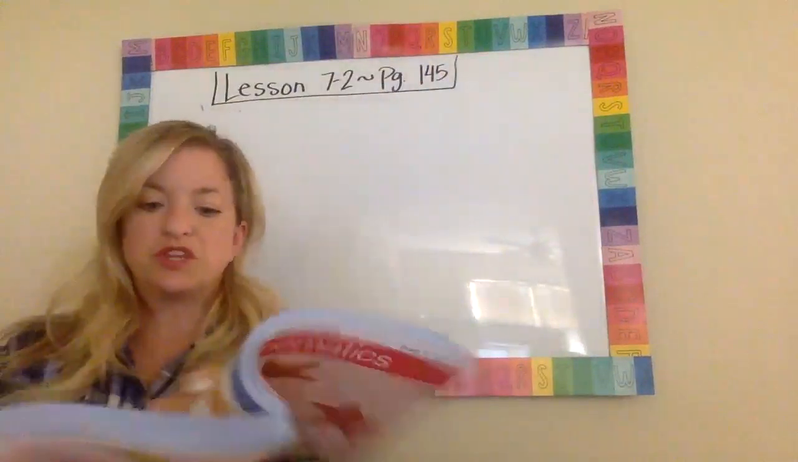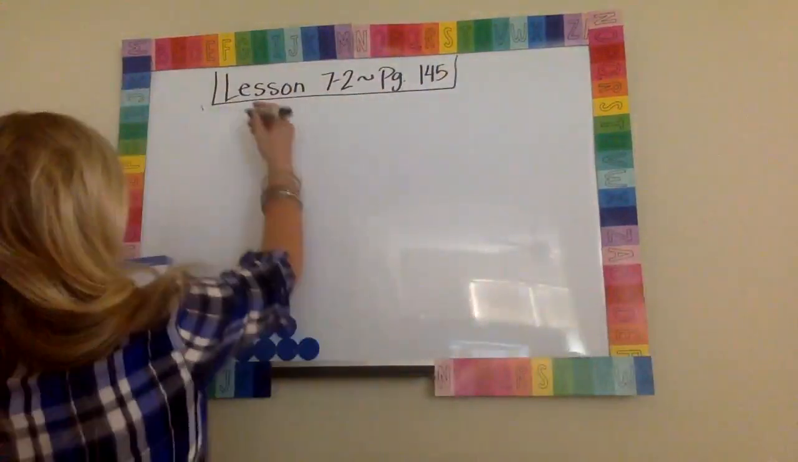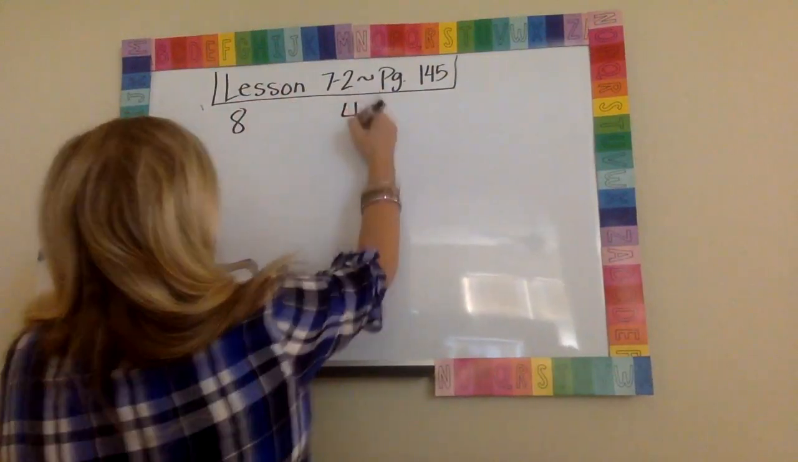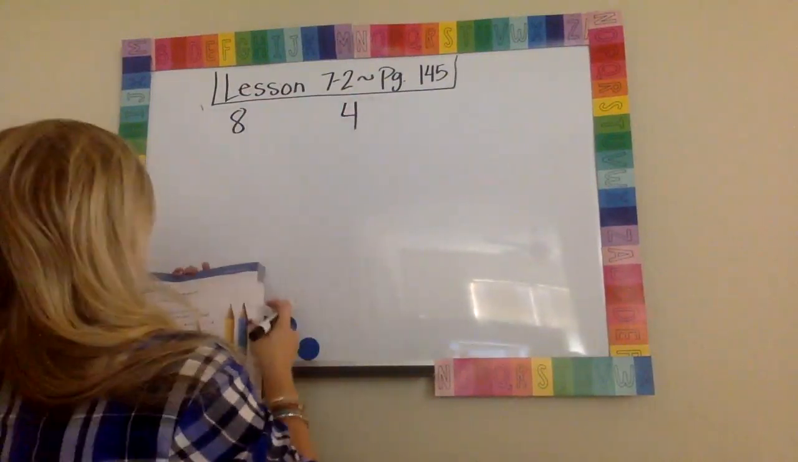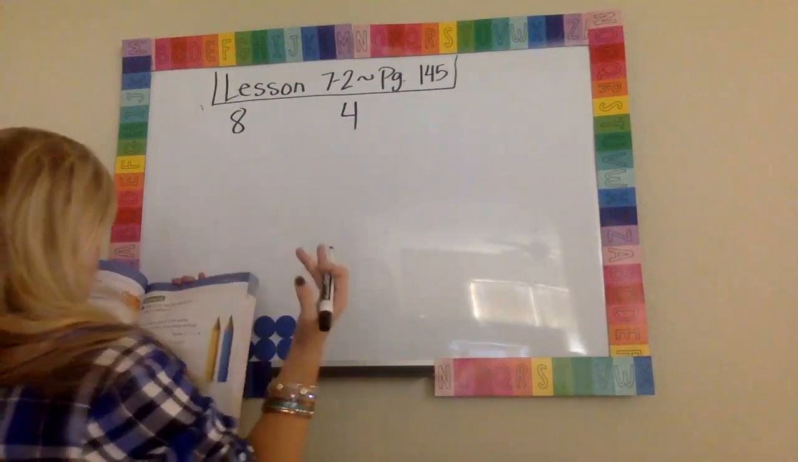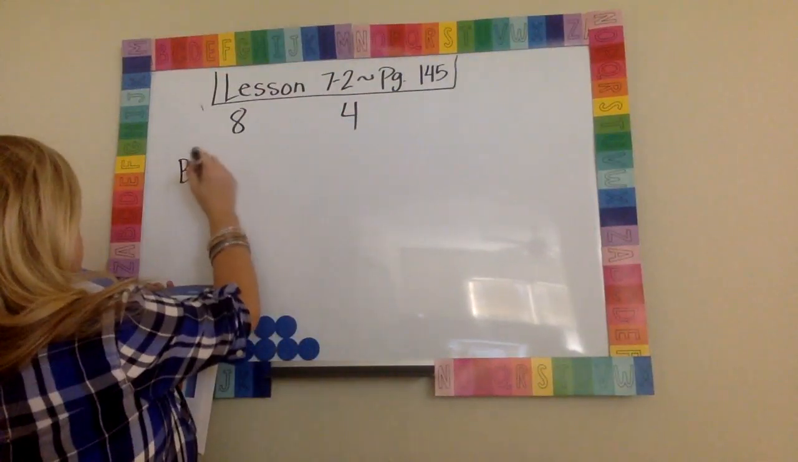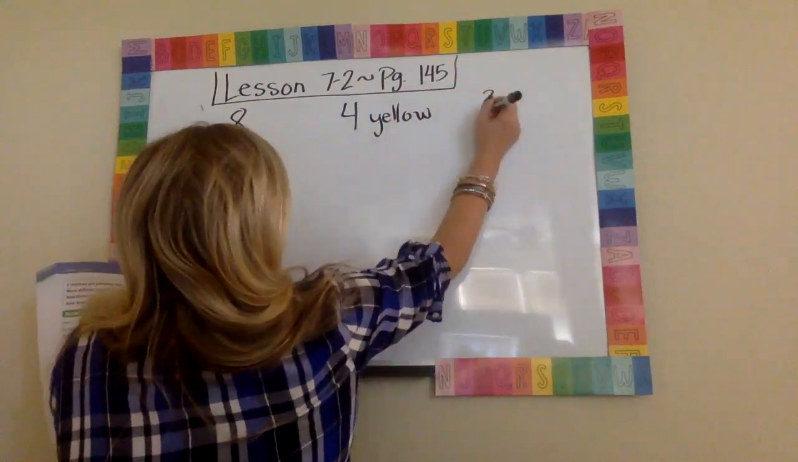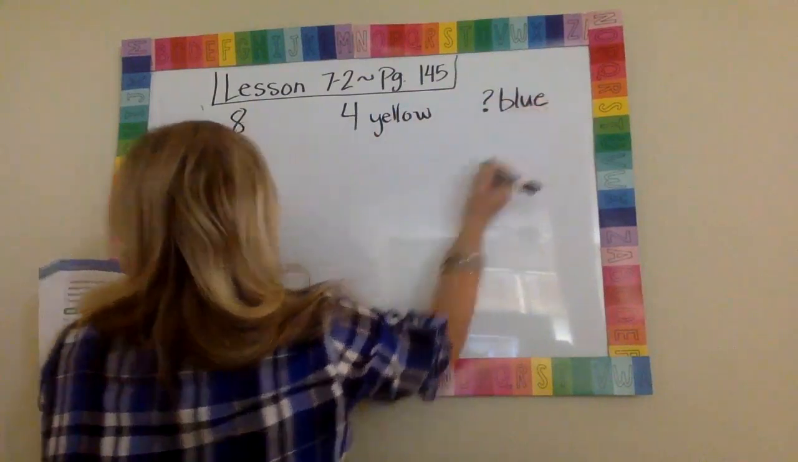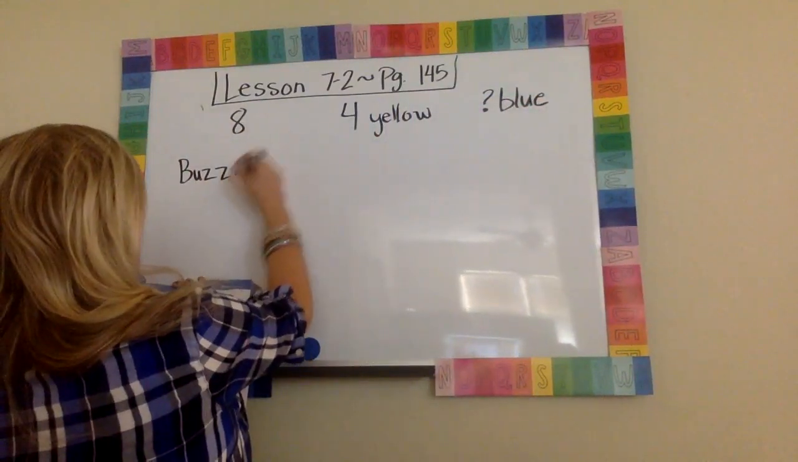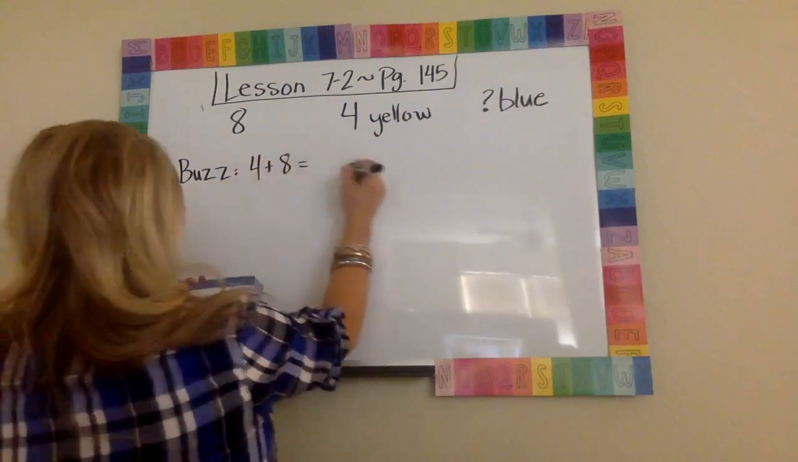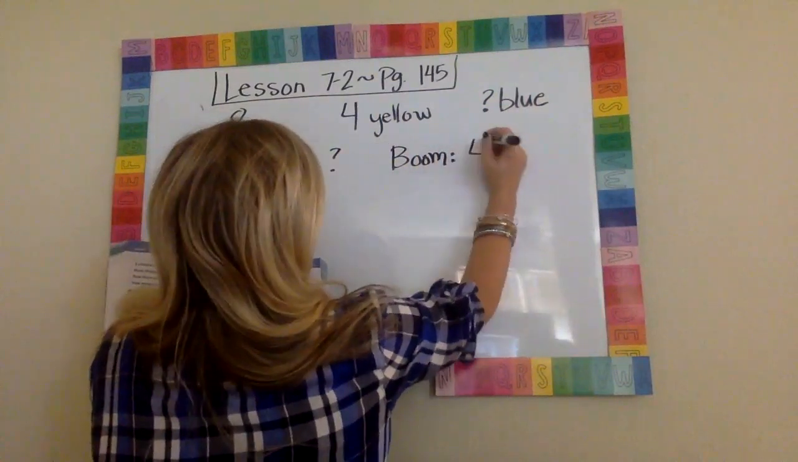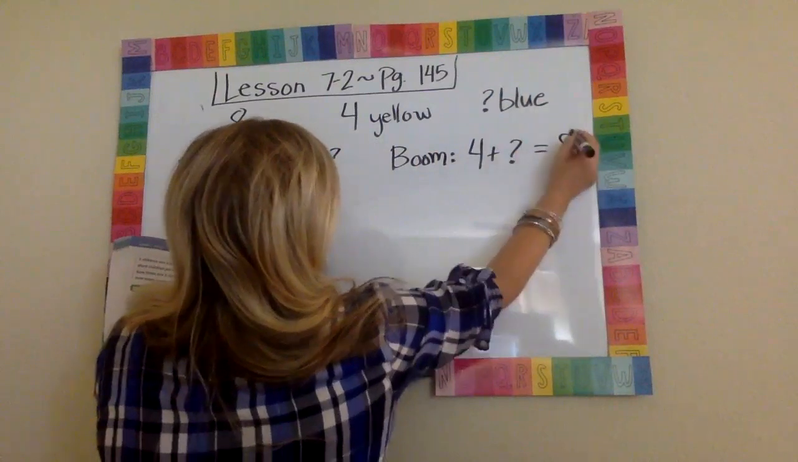All right, so this problem says there are 8 pencils. So what matters is you have 8 pencils. 4 are yellow, so I'm going to also write down 4. That's what you should circle. The rest are blue. What they want us to know is how many are blue. Buzz says, so this is yellow. How many are blue? Buzz says 4 plus 8 equals blank. Boom says 4 plus, I don't know, equals 8.